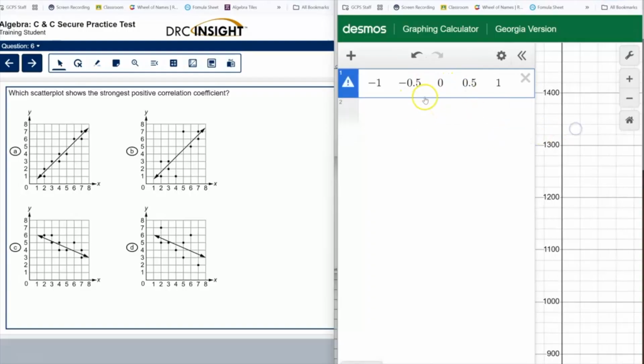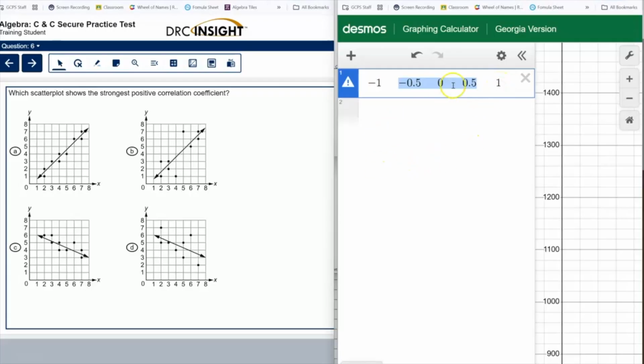About -0.5 to +0.5, from here to here is weak. Obviously, if you're negative, it's weak negative. If you're on positive, it's weak positive. And then the closer you are to 1 is going to be strong. So if you're here, it's strong negative, and over here is strong positive. If you're exactly at -1 or +1, it's called a perfect correlation. If you're negative, it'll be a perfect negative correlation, and if positive, a perfect positive correlation.